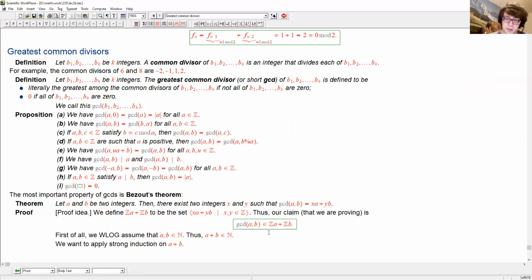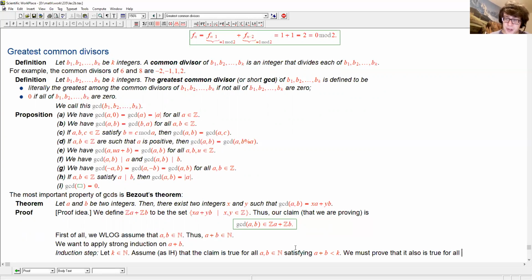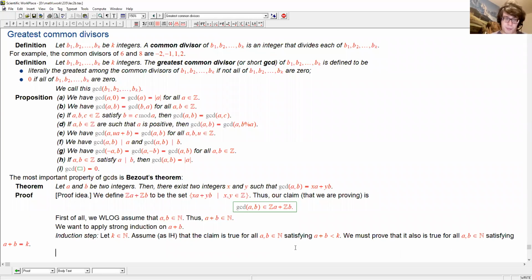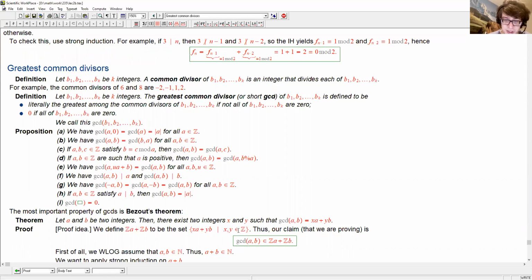Okay, so let's try to apply strong induction. Let K be in N and assume as induction hypothesis that the claim is true for all A, B in N satisfying A plus B less than K. We must prove that it also is true for all A and B satisfying A plus B equals K. So let A and B be such that A plus B equals K. We want to prove this thing.